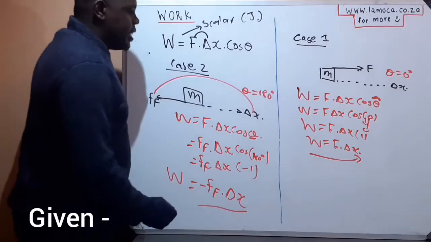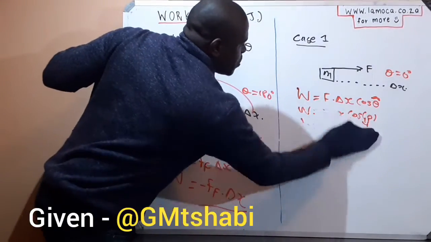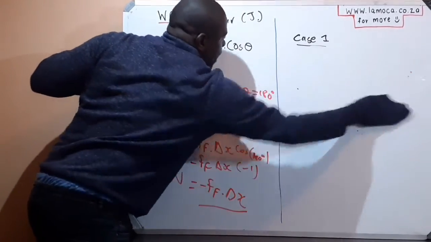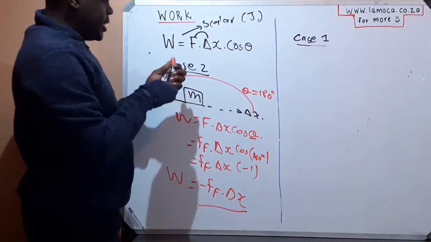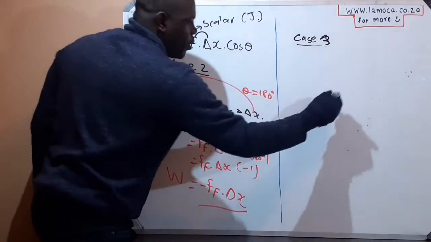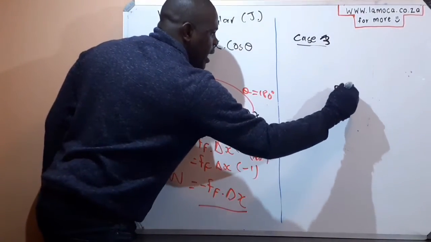Well, let's have another case. Case 3. Let's put case 3 there. This one is very interesting. Very nice. Wait for it. Case 3. Alright. Let's assume again the very same object of mass m.